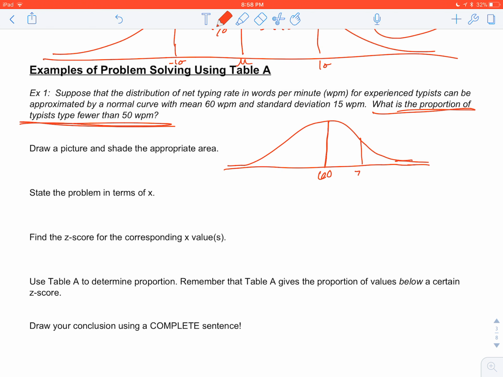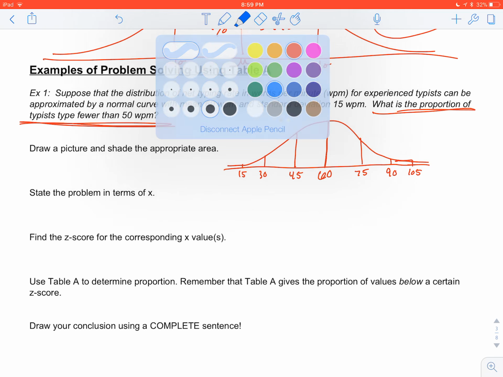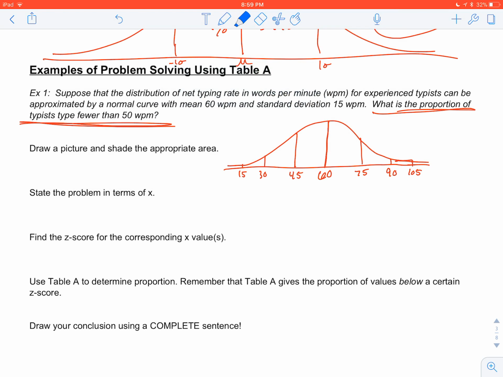So at one standard deviation, 75. 2 is 90. 3, 105. To the left, you're going to have 45, 30, 15. And we're now going to shade. So I'm going to change the color of my highlighter. We're going to shade the appropriate area. And if I may, I'm going to draw in where 50 goes, because that's our number here. 50 is going to be right there somewhere.